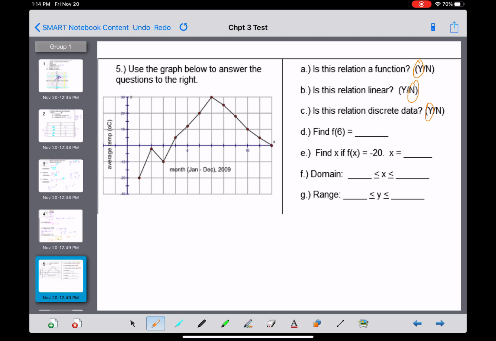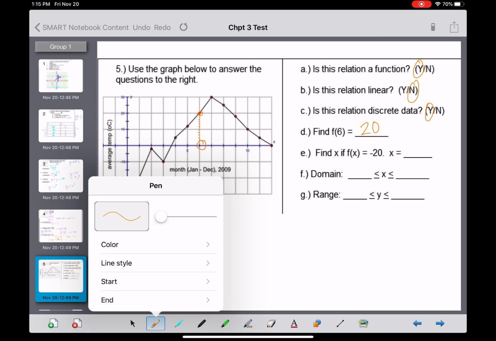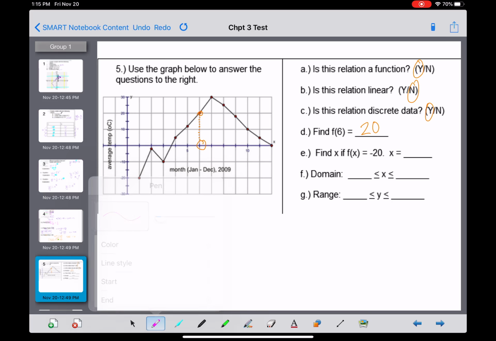Find the value of f of 6. So I go to 6 on the x-axis and go up until I hit my line at 20. What is x if f of x is -20? So I go to -20 on my y-axis and over until I hit my graph at 1.